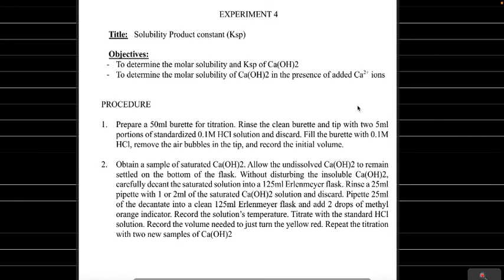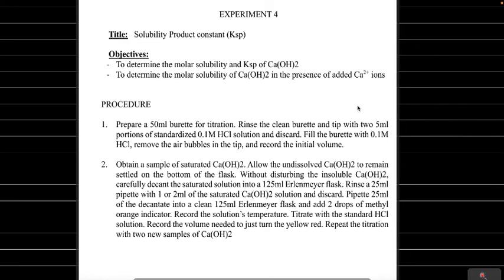Okay, so let's look at procedure 2. Recall that every titration must always involve a burette and a flask. A burette is mostly where you have your standard solution, in this case HCl. In the flask, we're going to have calcium hydroxide. Calcium hydroxide is actually assumed to be undissolved.